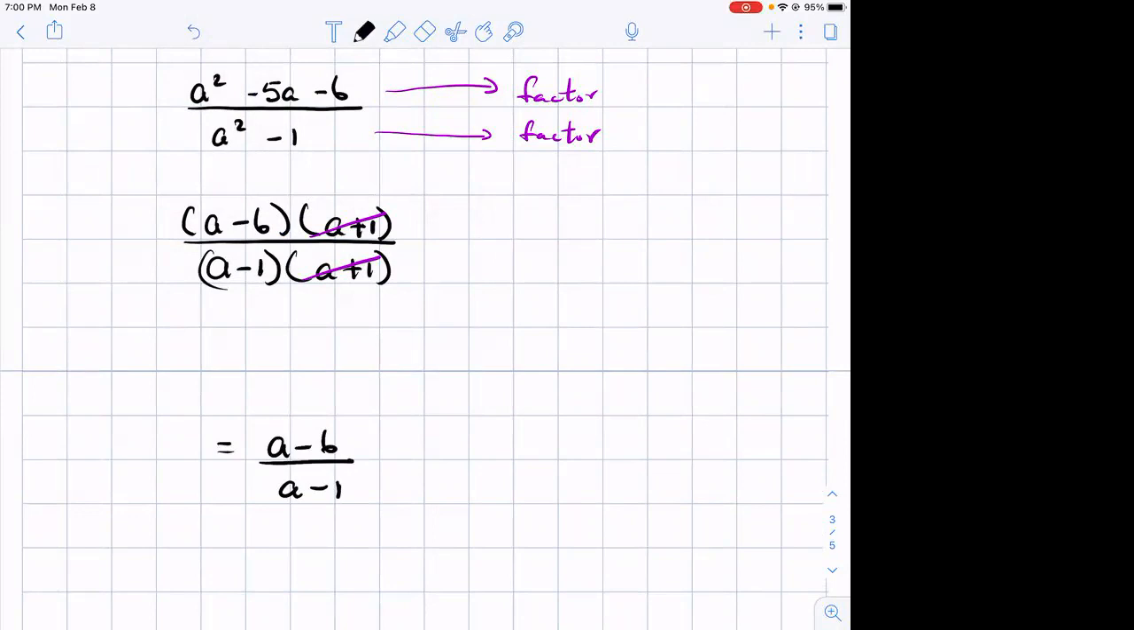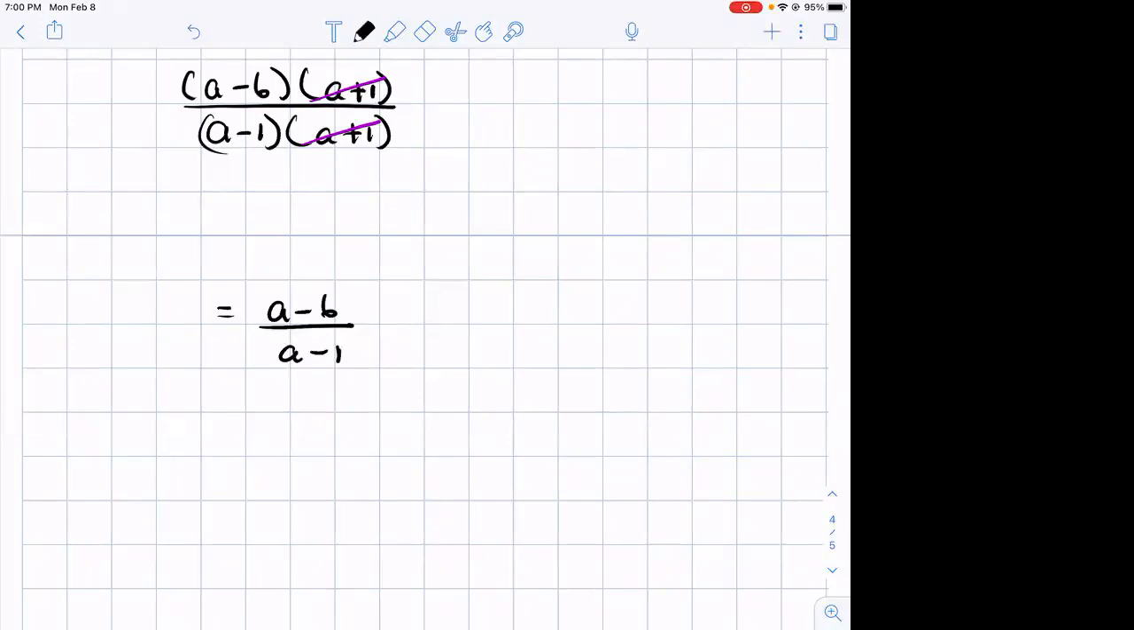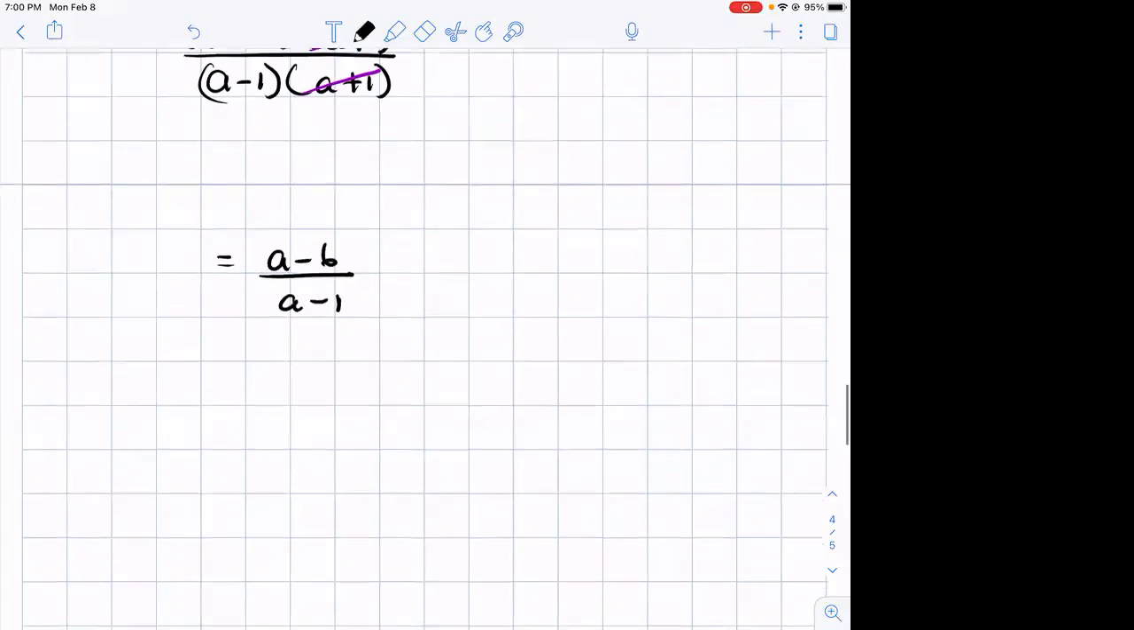So there are many different ways in which this can be done. The key point is that factoring is a very important part of reducing. Very important. Let's look at another example. Reduce. If we have 2a cubed minus 16 divided by 4a squared minus 12a plus 8.